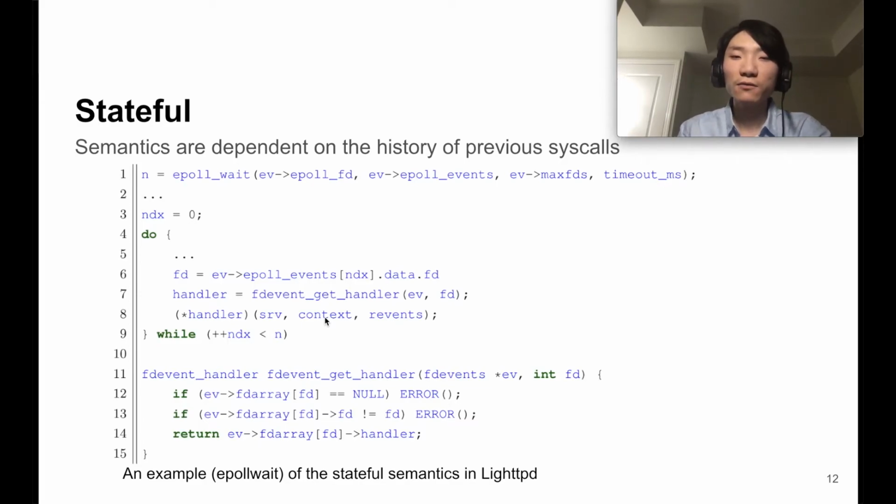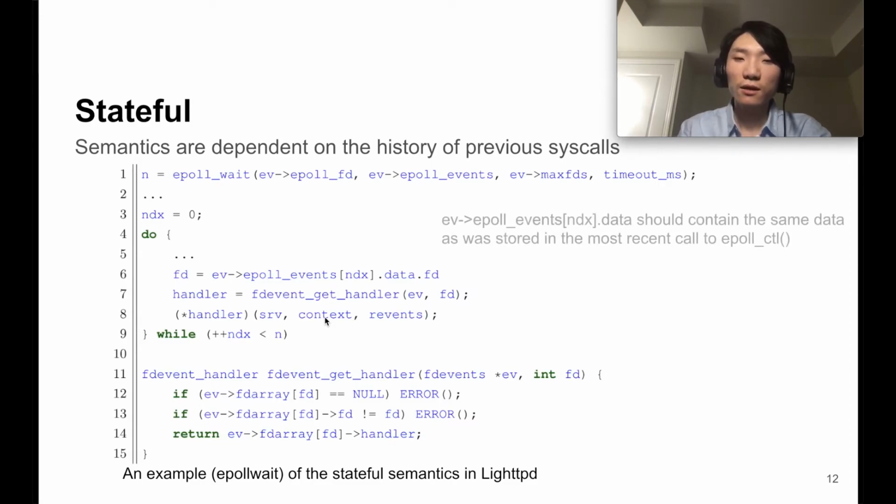Some stateful information involved in syscalls is supposed to be exclusively controlled by the application. The application may make assumptions on return values regarding such information based on previously invoked syscalls. Syscalls like epoll_wait will return user data corresponding to the polled FD. The user data should contain the same data as was stored in the most recent call to epoll_ctl.